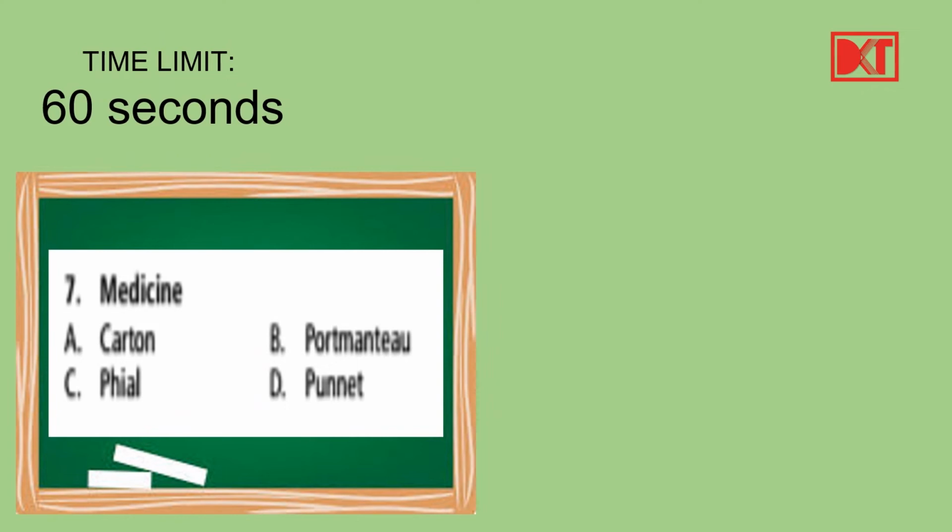Alright, now here the next word is medicine. What is the container of a medicine called? Let's see. A carton, B portmanteau, C file and D punnet. Now for medicine, the container is a file. Now file is a sort of injection-type container in which samples of medicines are kept. Okay, that is called a file.